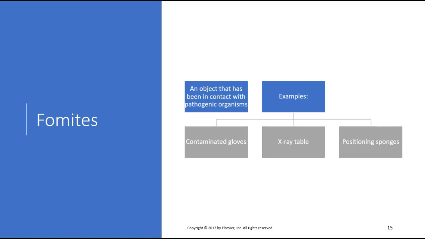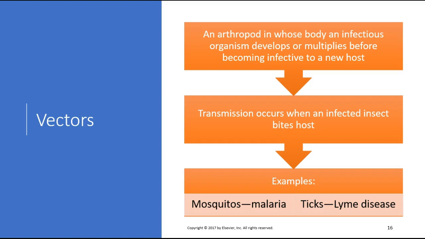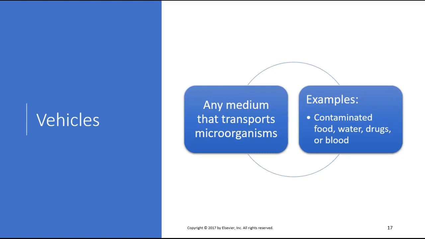Fomites are objects that have been in contact with a pathogenic organism. That's contaminated gloves, the X-ray or MRI table, and positioning sponges, which are just a reservoir. Yeesh. Make sure you clean them. Vectors are arthropods in whose body an infectious organism develops or multiplies, becoming infective to a new host. Transmission occurs when an infected insect bites the host. For example, mosquitoes transmit malaria and ticks transmit Lyme disease. Vehicles are any medium that transports organisms, so it could be food, water, drugs, or blood. Think of a car transporting you; a vehicle for organisms is the same.